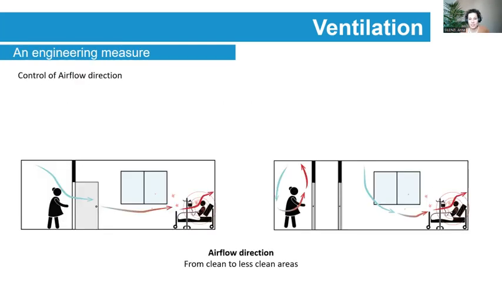There is another aspect of ventilation that allows for infection risk reduction: the control of the airflow direction. The airflow can be controlled with several strategies, including both natural and mechanical means. The important aspect is that air should always flow from the cleanest area of our hospital to the less clean area. For example, from the staff zone to the patient's zone toward outside.